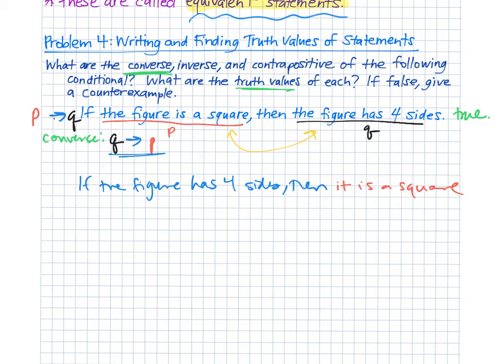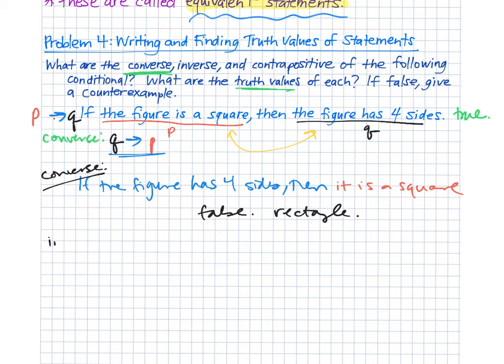Well, not all figures that have 4 sides are squares, right? A quadrilateral is the name of figures that have 4 sides. And so let's use a rectangle as our counterexample. False. What about rectangle? Okay, this was my converse. I know I wrote it there in green, but let's write it again.